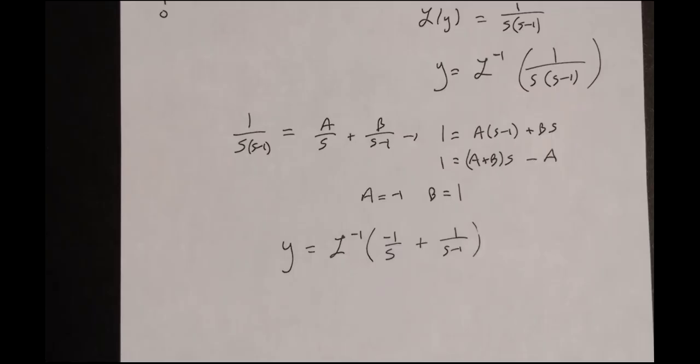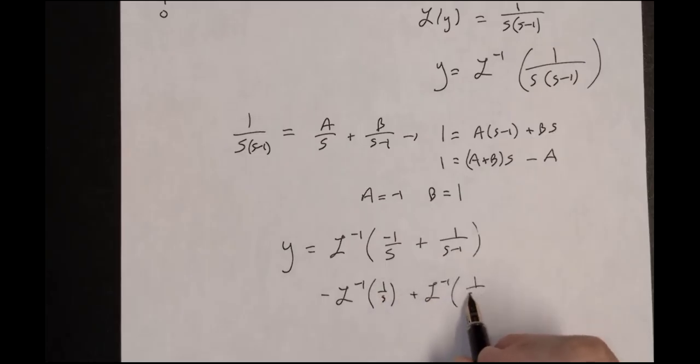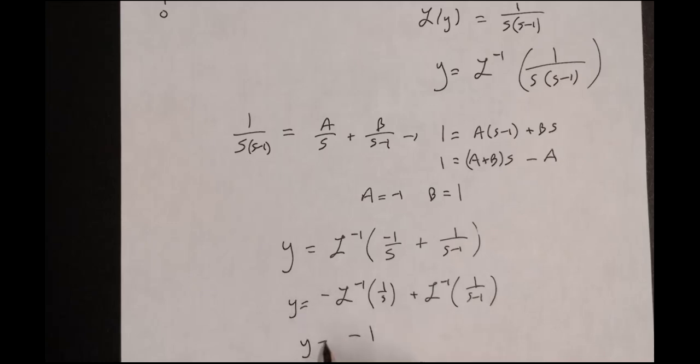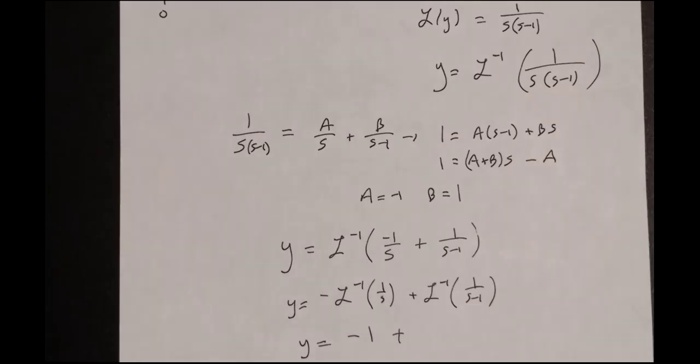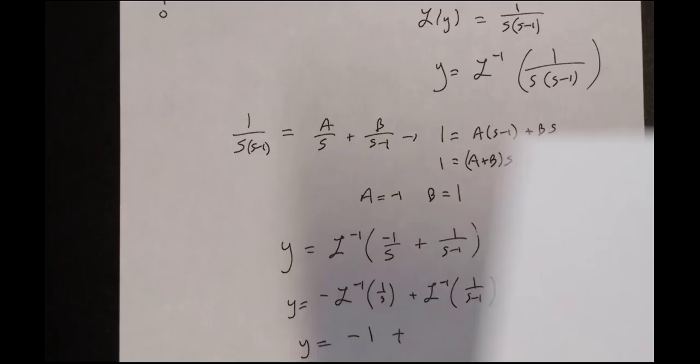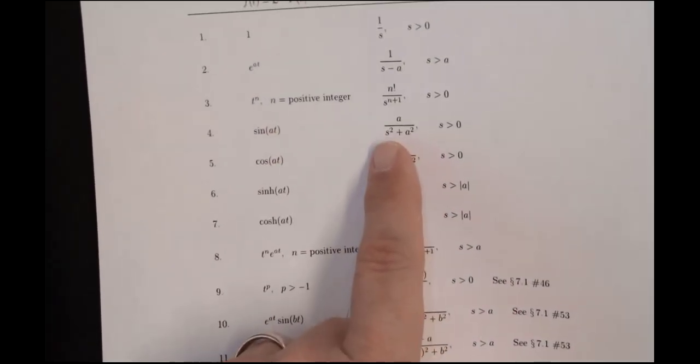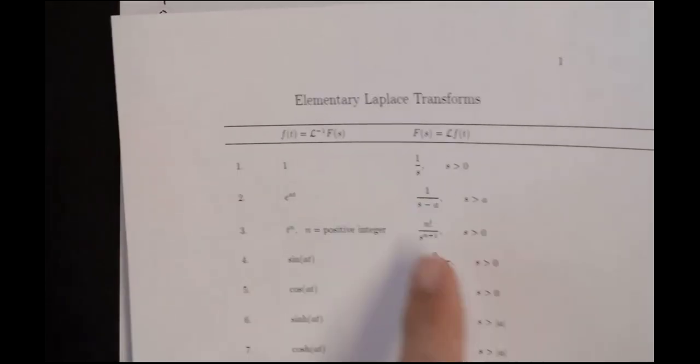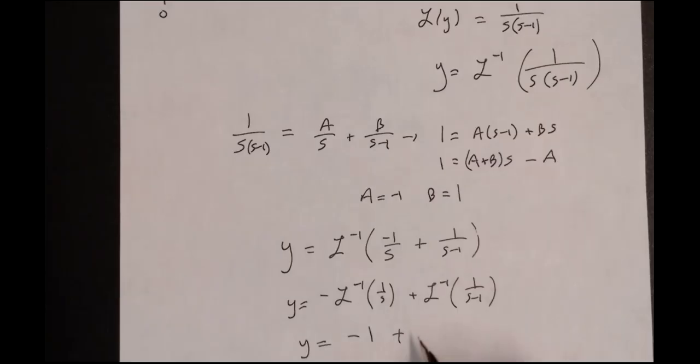Wait a minute, 1 over S came from 1, but there's a minus sign there, right? So I take the minus sign out. And this gives me minus 1 plus, I can't quite hear you tonight. The sine has the squares in it. That doesn't, so that's just an e. It's e to the 1t.